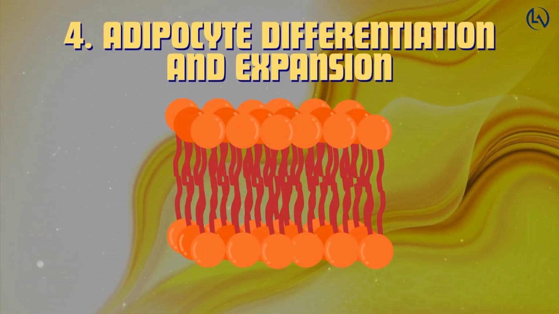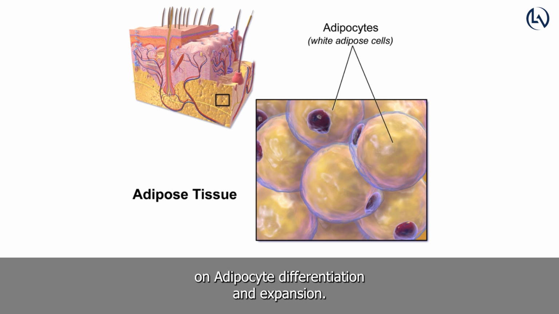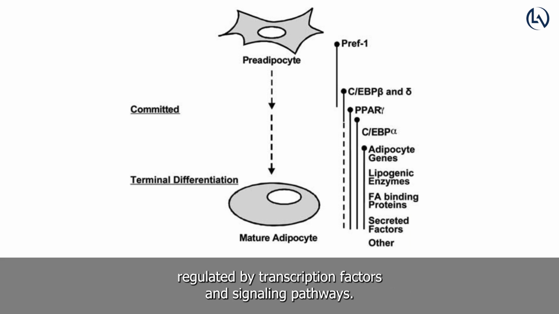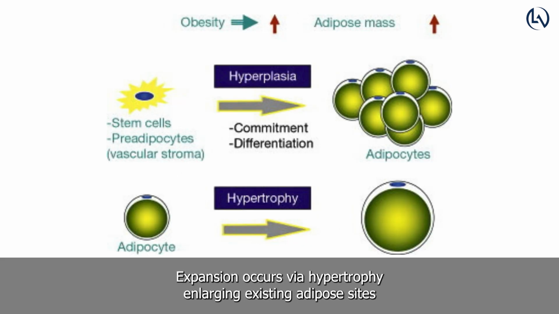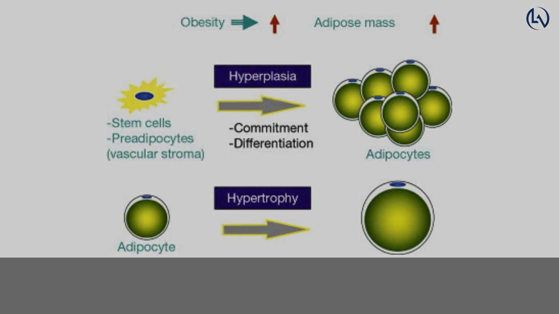Adipocyte differentiation and expansion. Adipose tissue growth and lipid storage depend on adipocyte differentiation and expansion. Differentiation converts pre-adipocytes into mature adipocytes regulated by transcription factors and signaling pathways. Expansion occurs via hypertrophy, enlarging existing adipocytes, or hyperplasia, generating new adipocytes from pre-adipocytes.